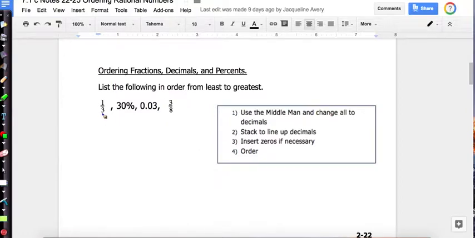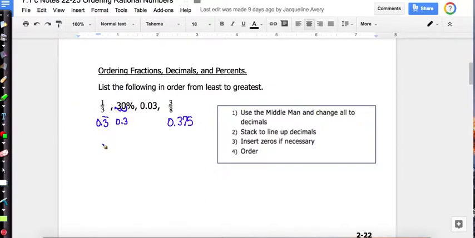So we're going to change to decimals. Do you know the decimal for 1/3? Good. It's 0.3 repeating. Okay, the decimal for 30%, we have to go 2 to the left. So you can just write 0.3 or 0.30. It doesn't really matter. This is already a decimal. And do you know the decimal for 3/8? 375 thousandths. Now, if you didn't know 3/8 off the top of your head, you would have to do long division.